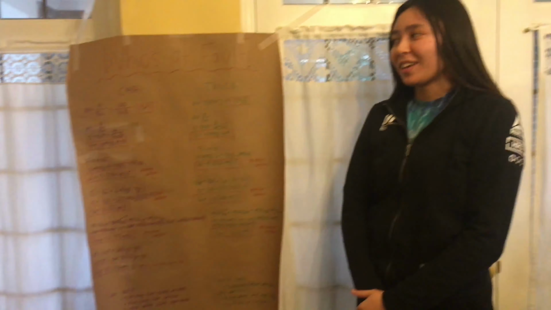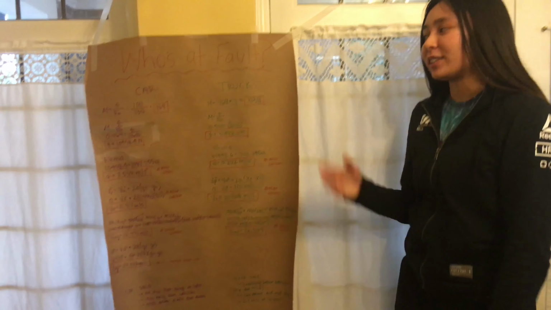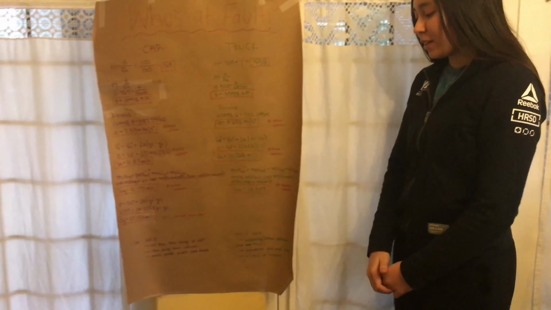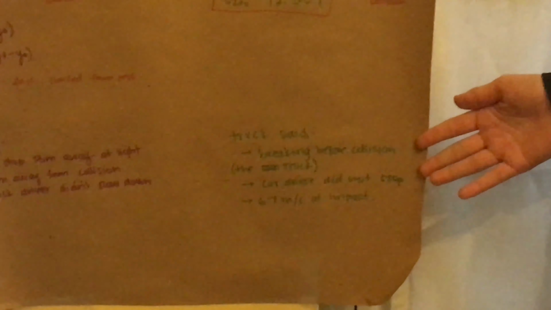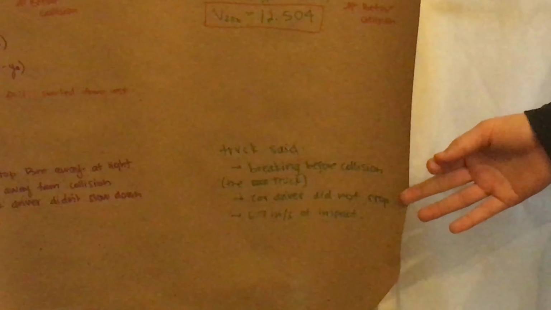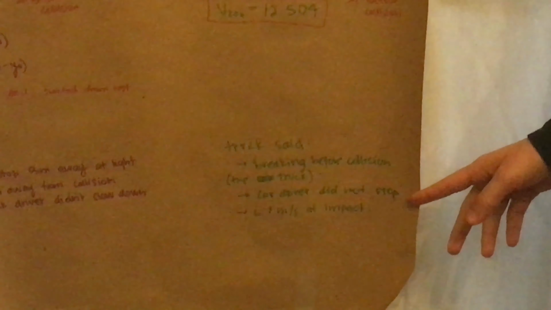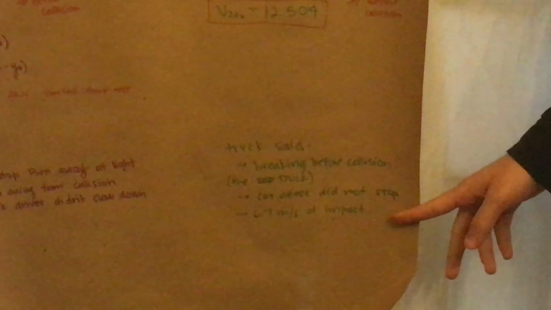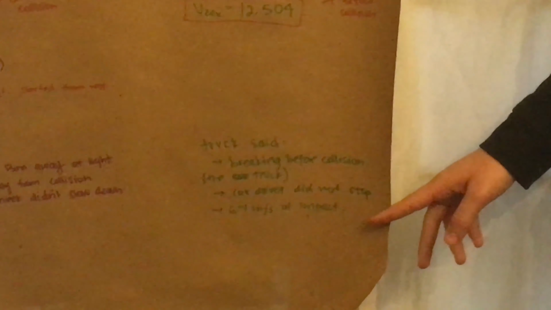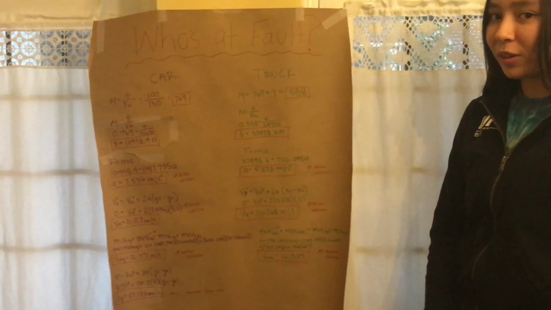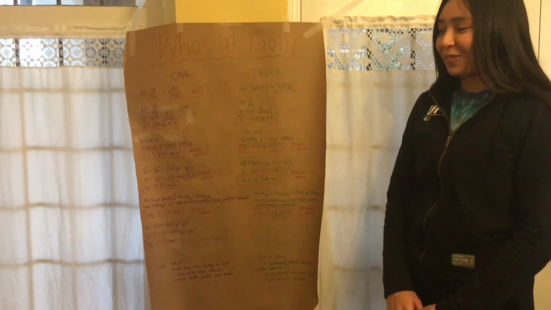I'm Sophia, and I was one of the investigators who was investigating the truck. What the truck driver said was that the truck was braking before the collision, as it had a flashing yellow light, which means you have to yield, and that the car driver did not stop, and that the truck was going 6.7 meters per second at the point of impact. So we investigated to find out if that was true or not, and if he was at fault.